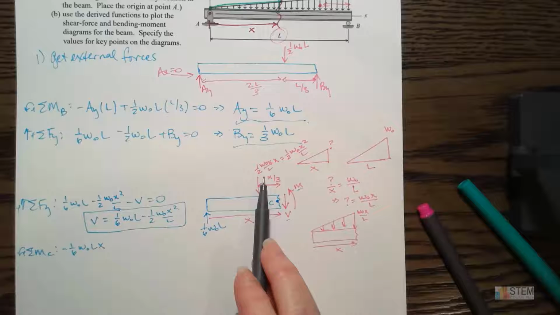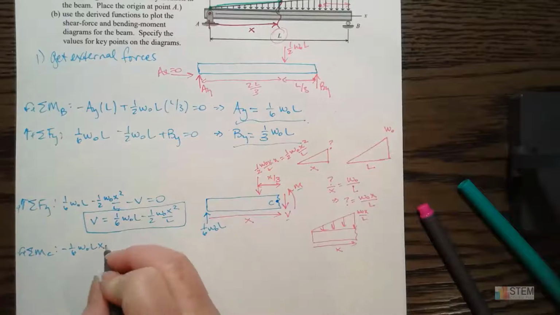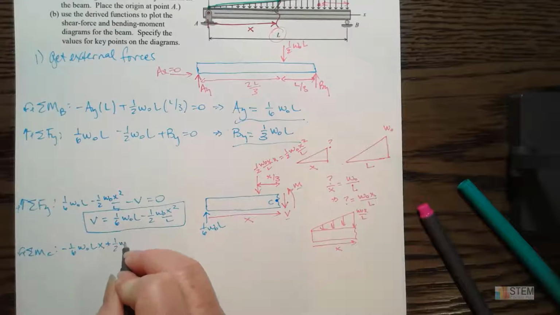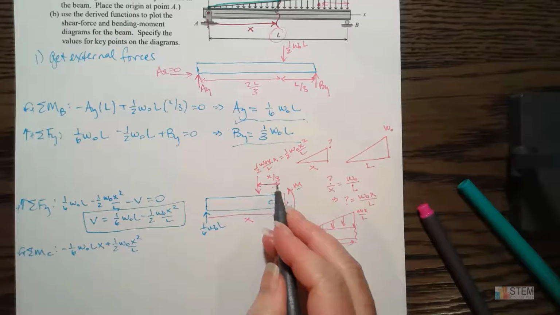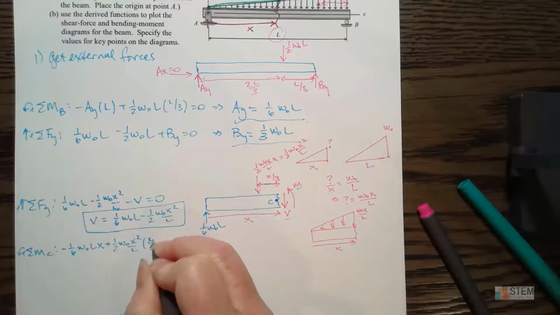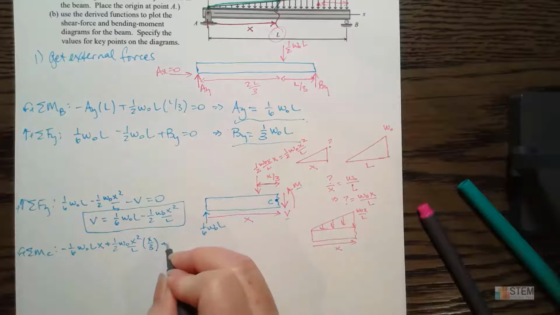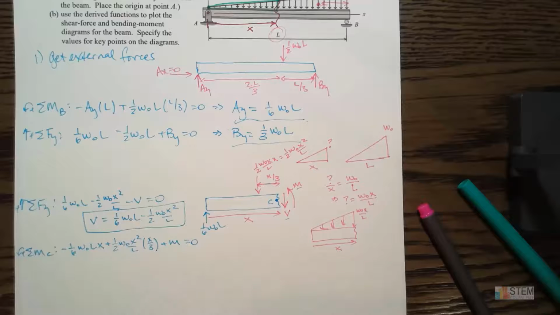And then we've got this force here. Now this one is pushing down, so it's going to be positive. So the force is the 1/2 W naught X squared over L. Distance is going to be x over 3. And then finally we have plus m. It's plus because it's counterclockwise. Okay, so that equals 0.